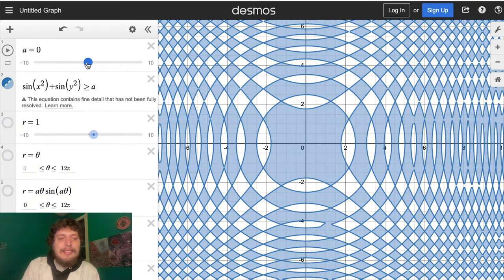But the reason this is different from the other types of graphs we're going to be doing is this uses X's and Y's, whereas we're going to be doing something called polar coordinates.